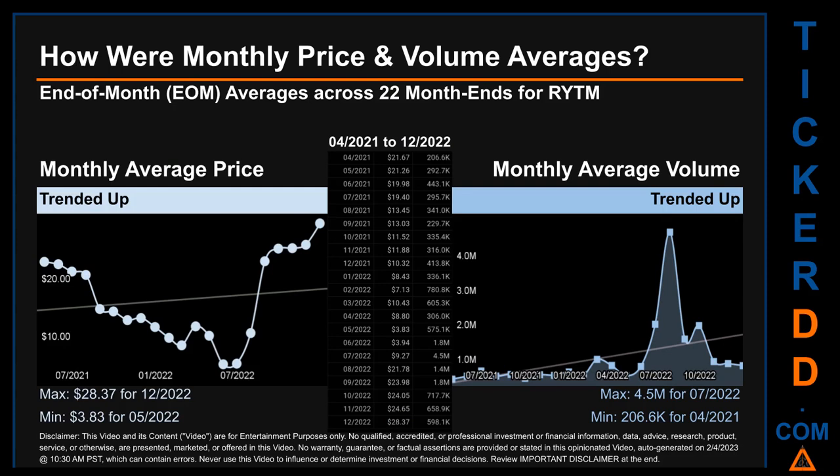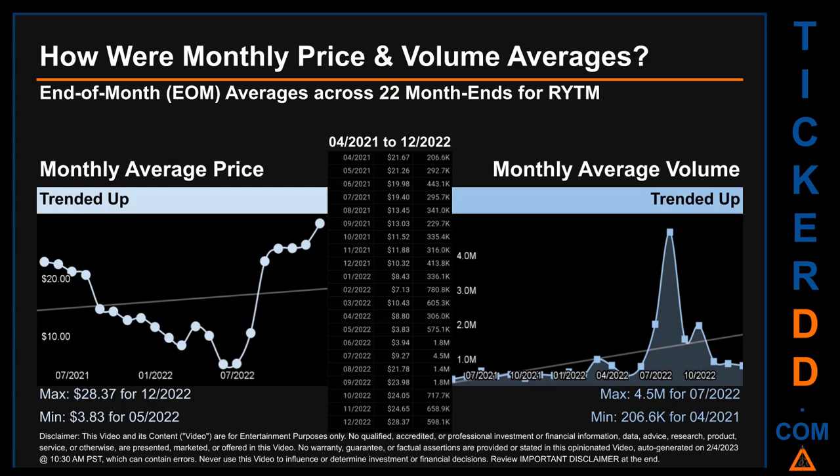How were price and volume averages for RYTM? Across 449 trading days, there were a total of 22 month ends, of which monthly averages for daily price and volume were calculated. Overall, monthly price average trended up while monthly volume average trended up.